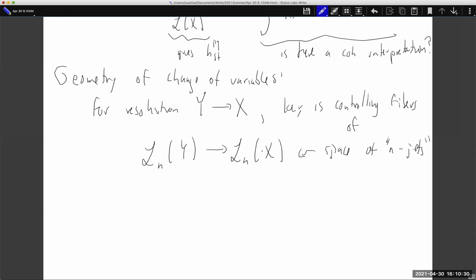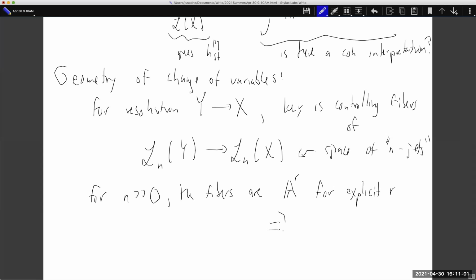But in general, you have these spaces of n-jets. And the point of the change of variables formula is really a statement about what the fibers of these maps look like. So it's this explicit geometric statement. And it turns out that for n sufficiently large, the fibers are all just affine spaces, A^r, for some explicit dimension r.